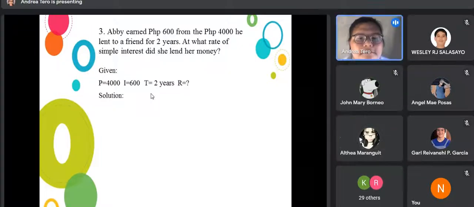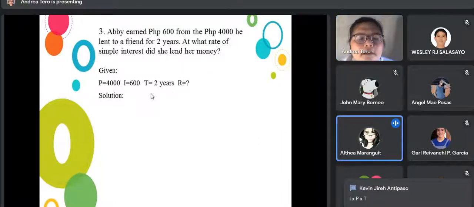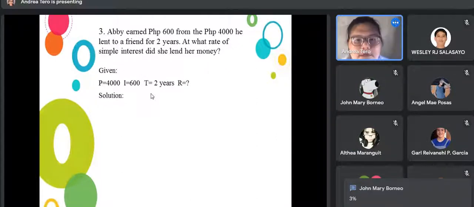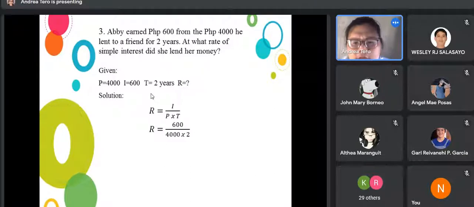Interest over principal times time. Okay. Interest all over P times T. That's the formula. So we have the interest 600 over your principal amount 4,000 times time of 2 years. We're left with 600 over 8,000. With your calculator, you can solve it or do it manually. We have 0.075 here. We are asked to solve for the rate, so we have to convert 0.075 to percent.